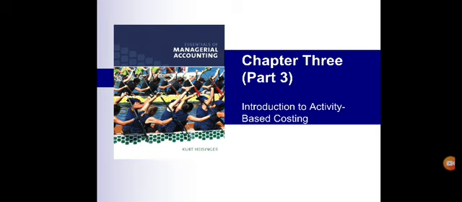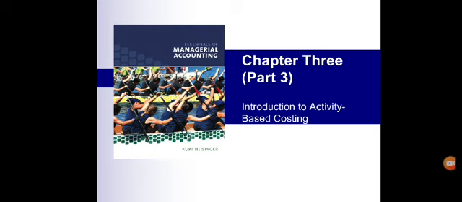This is the lecture for topic 3, part 3. This subtopic is about activity-based costing. I hope you can still remember, ABC is a costing system. Costing system means the method that you can use to calculate cost per unit of a product.